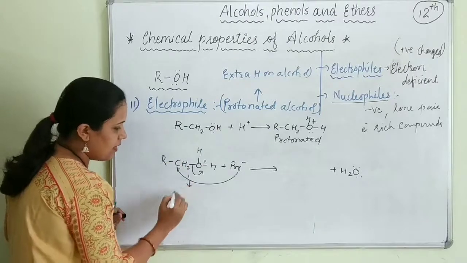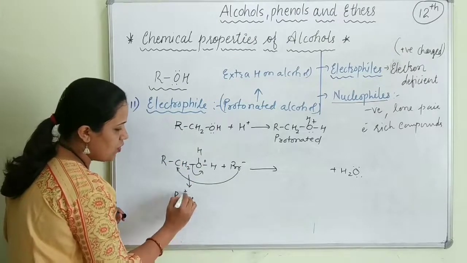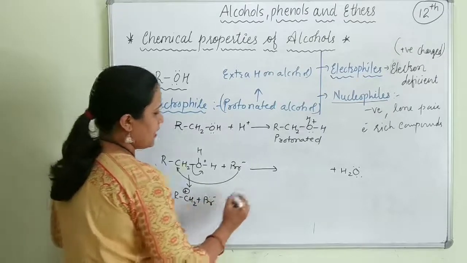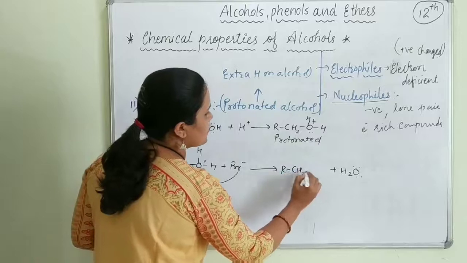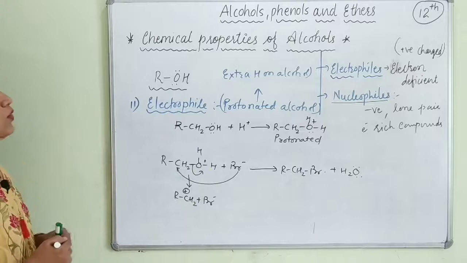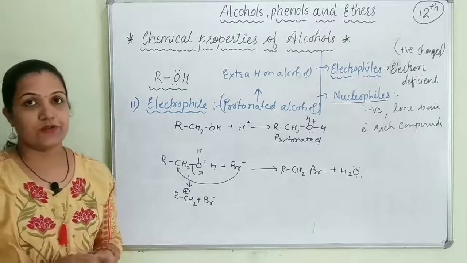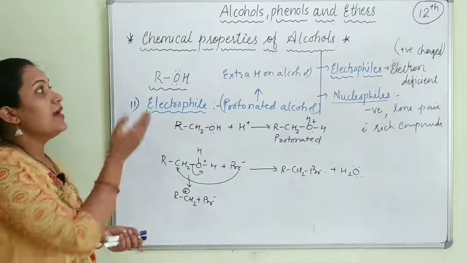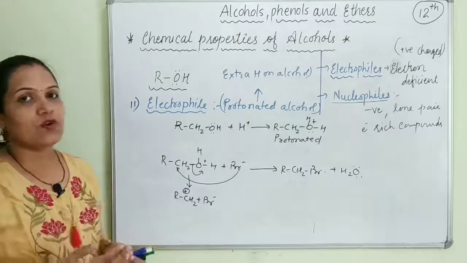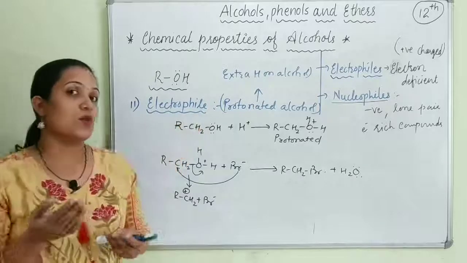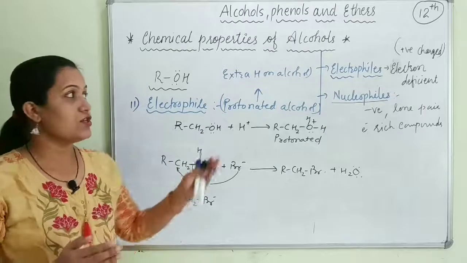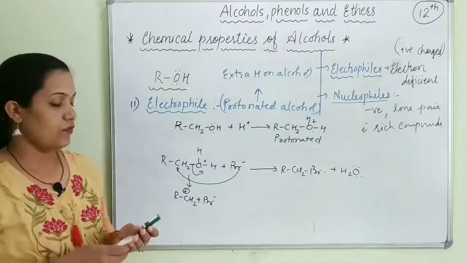Yes, let me explain here. It becomes RCH2 positive, and RCH2 positive plus Br negative can make RCH2Br. So in this situation, this alcohol can act as an electrophile. What does it mean? It means that alcohol can act as an electrophile as well as a nucleophile. So all the chemical properties which we are going to study would depend upon this nature, that is electrophilic and nucleophilic nature.